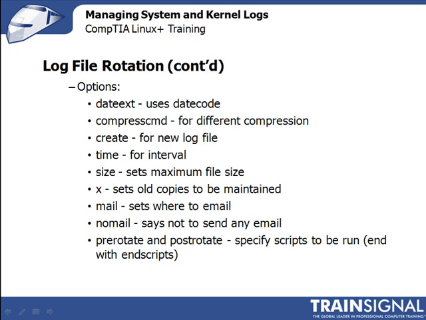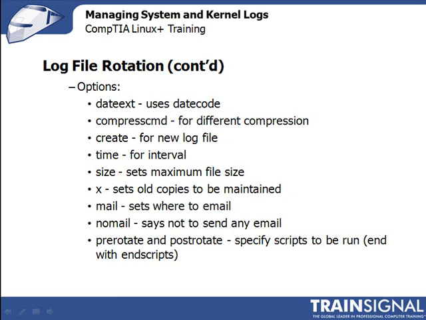We looked at the format for the definition of a specific log file entry on the last screen. I should note that these settings will override the default log file settings. Now they have some options that we should review, and most are fairly simple. The first is dateext, which uses a date code instead of the default numbering scheme, which is usually .1, .2, .3, and so on. Next, compresscmd is used to indicate a different compression tool, as gzip is the default. Now this is useful if, for instance, you want to use bzip or another zip tool.